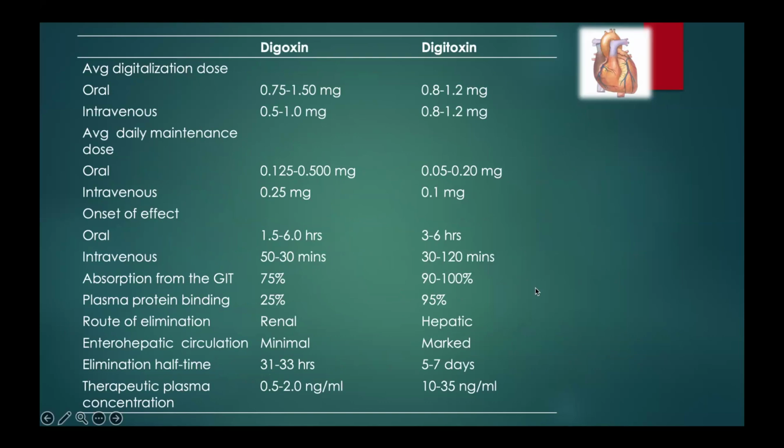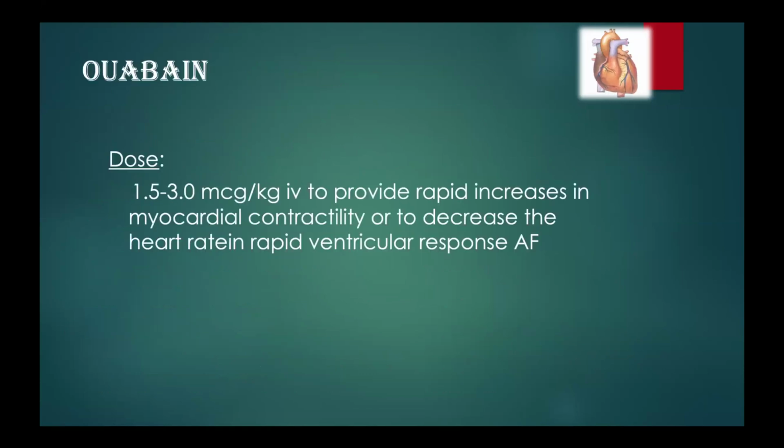So this is a comparative study between digoxin and digitoxin. Ouabain is 1.5 to 3 microgram per kg IV to provide rapid increase in the myocardial contractility or to decrease the heart rate in rapid ventricular response to AF.